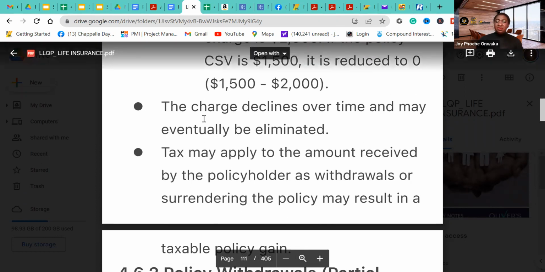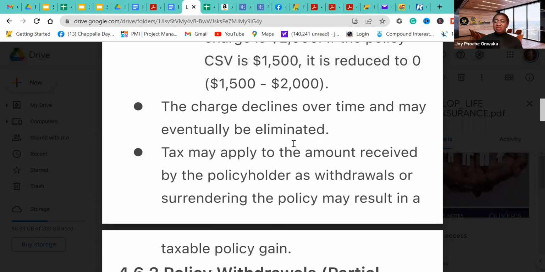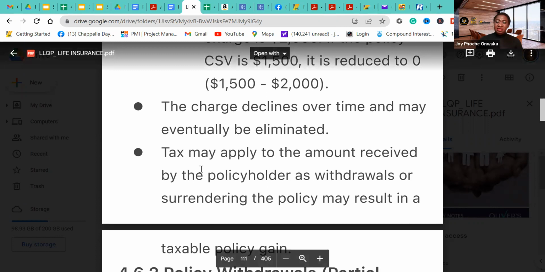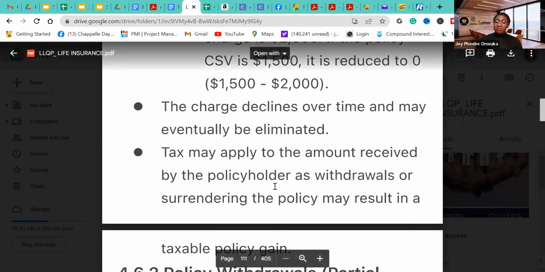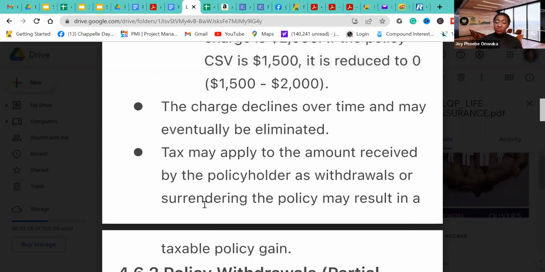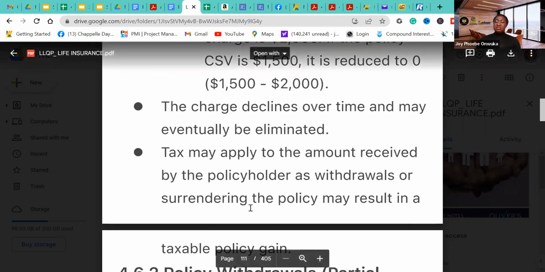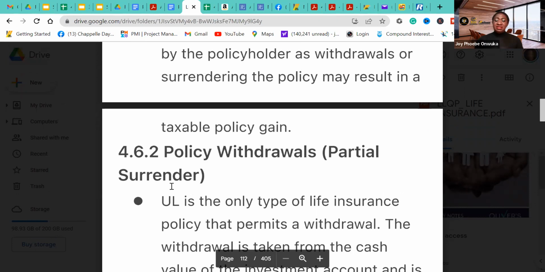Now, the charge declines over time and may eventually be eliminated. Tax may be applied to the amount received by the policyholder as withdrawn or surrendering. The policy may result in a taxable policy gain.